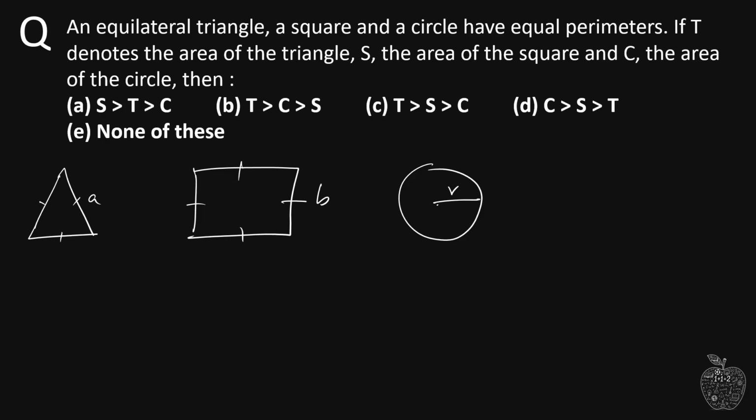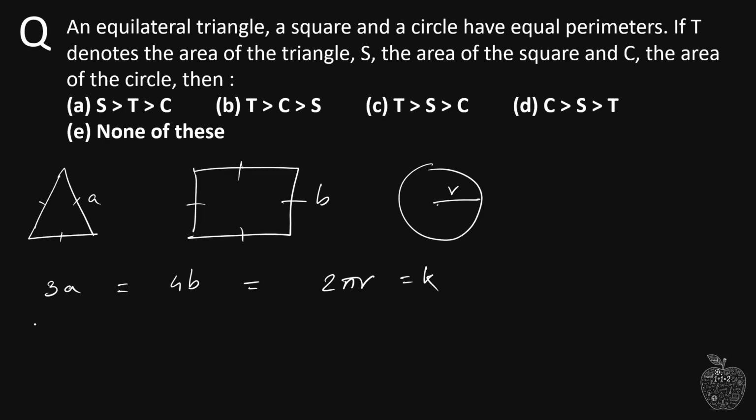So perimeter is actually the sum of all the sides. So the perimeter of this equilateral triangle will be this side plus this side plus this side, or I can say that this is 3a. The perimeter of this square will be 4b, and for the circle, instead of perimeter we calculate the circumference, right? And the formula for circumference is 2 pi r. And the question is telling me that all these three are equal. Now what I'll do is, let's say that these three are equal to some common constant k.